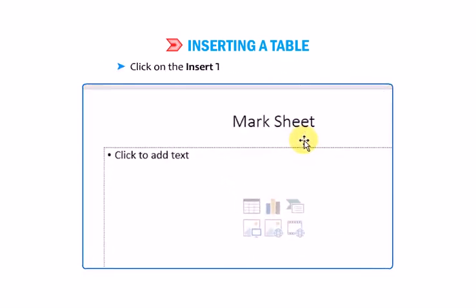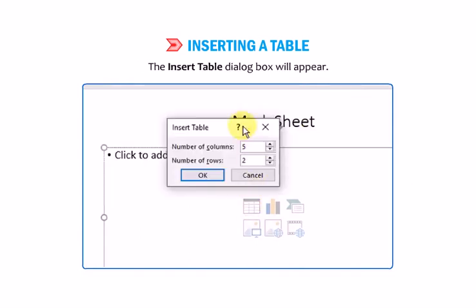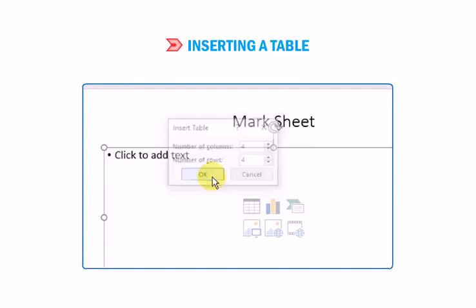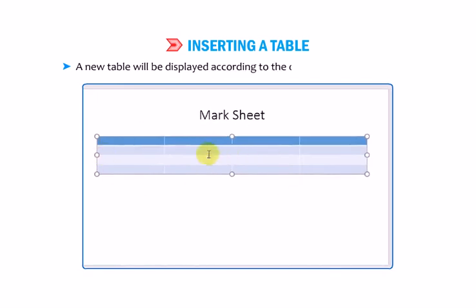Click on the Insert Table icon present on the slide. The Insert Table dialog box will appear. Define the number of columns and rows and click OK. A new table will be displayed according to the defined rows and columns.